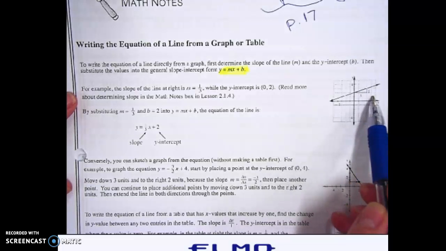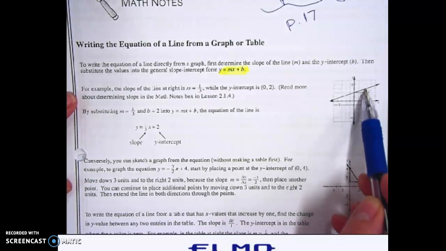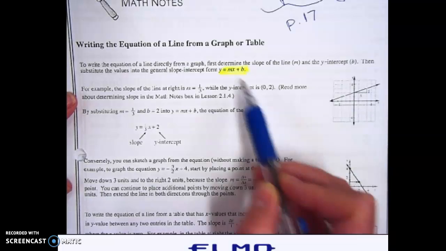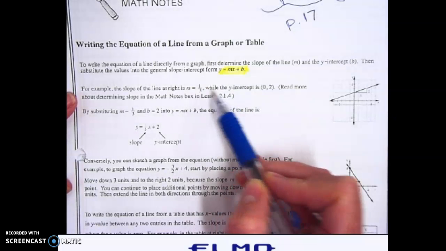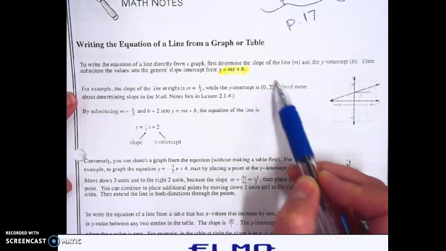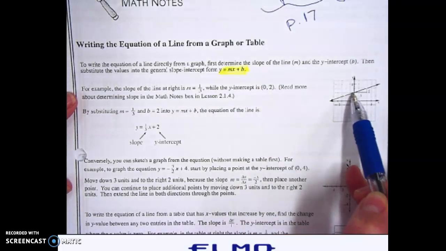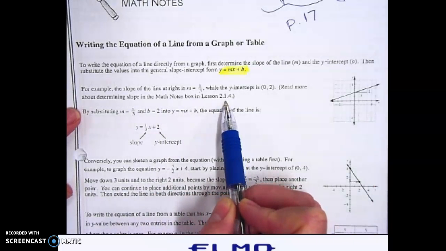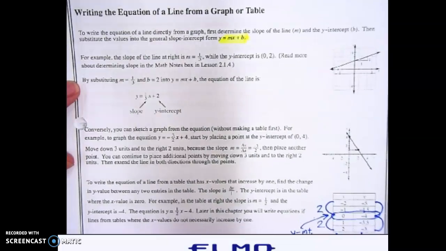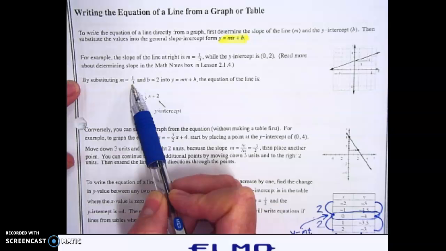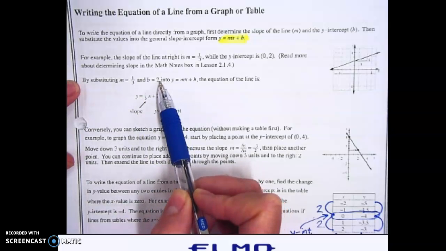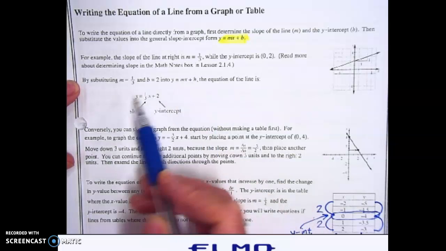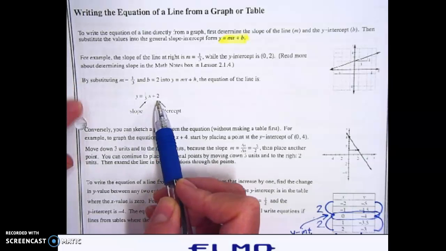They drew a slope triangle and counted the change in y and got 1. Then they counted the change in x and got 3. So that is 1/3. That's your slope. And we have a y-intercept of (0, 2), right at this point. You can read more about that in your math notes in lesson 2.1.4. So we substitute 1/3 for the slope and 2 for the y-intercept into the y equals mx plus b equation, and we get y equals 1/3 x plus 2.